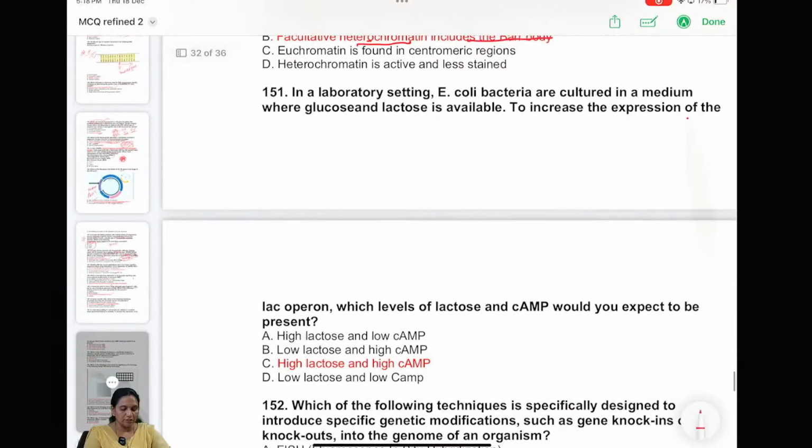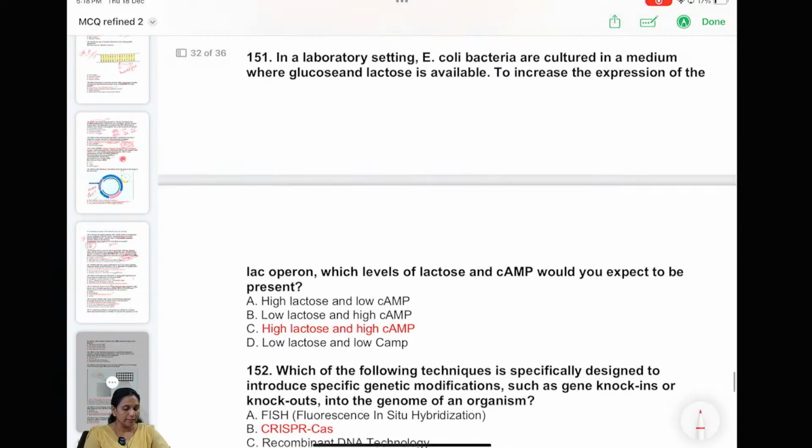In a laboratory setting, E. coli bacteria are cultured in medium where glucose and lactose are available. To increase the expression of the lac operon, which level of lactose and cyclic AMP would you expect to be present? Lactose should be high, and only if cyclic AMP is high will expression be higher. Okay? For gene expression in prokaryotes, high lactose and high cyclic AMP.